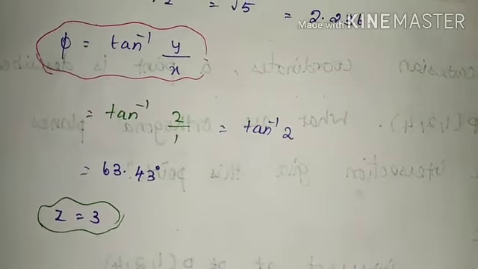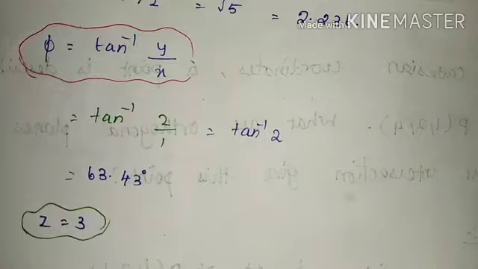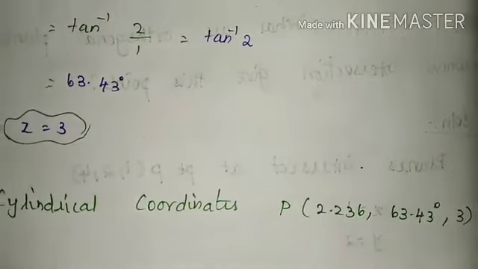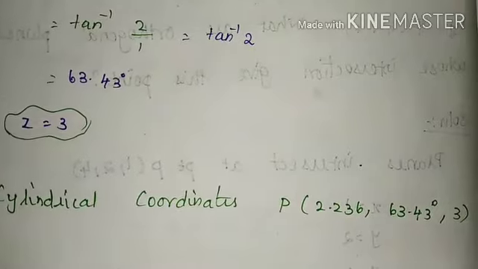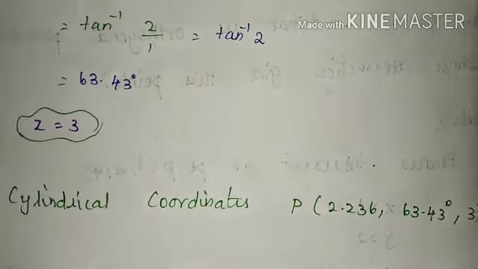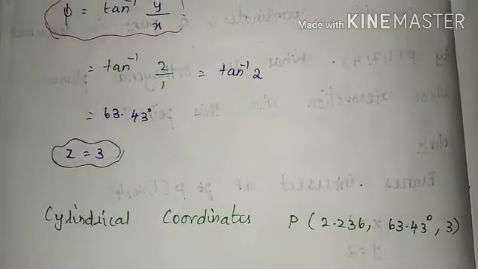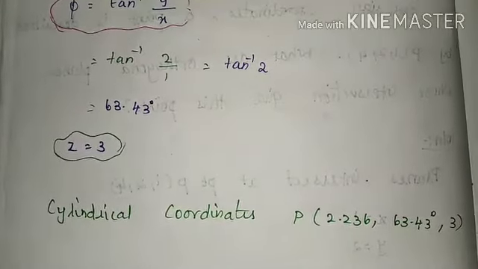So this is said to be the height of the cylinder, right? These are the cylindrical coordinates: 2.236, 63.43 degrees, 3. Rho, phi and Z. Now we will see problem number 7.